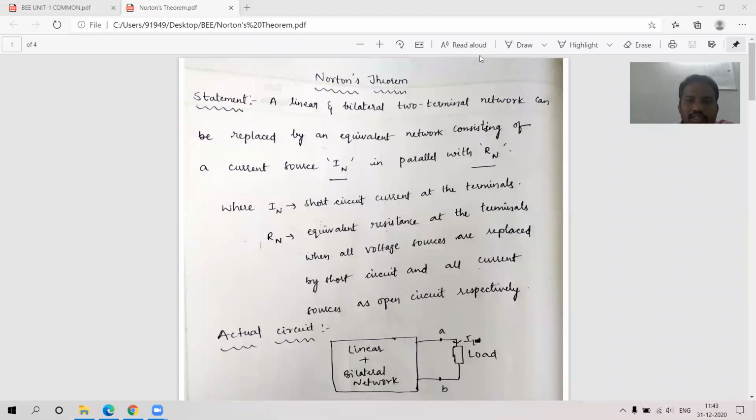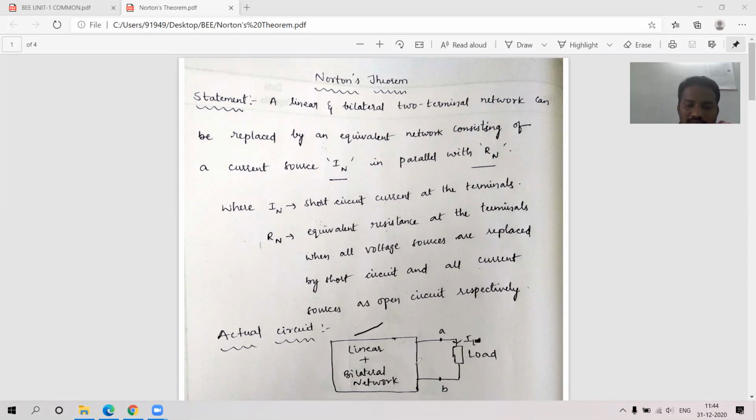That complex circuit is replaced by a current source in parallel with the equivalent resistance. So this is the actual network I'm having. Let me take the cursor. Okay, this is the actual network, a complex, huge network connected with one load.